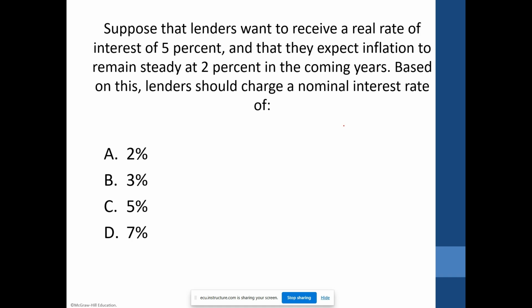Let's see if you can figure this one out. Pause and come back. Alright, this one provides the real interest rate 5% and the inflation rate 2%. We can determine nominal interest rate by summing the two: 7%.